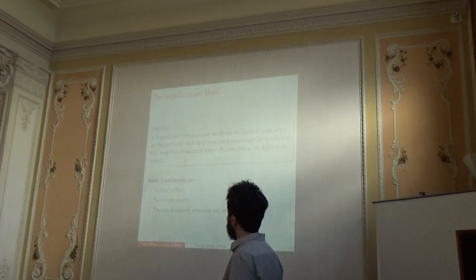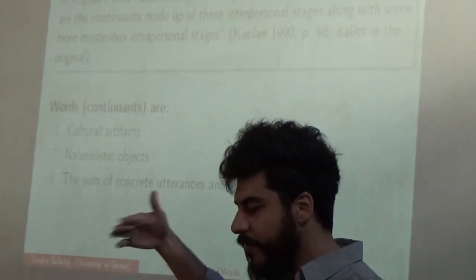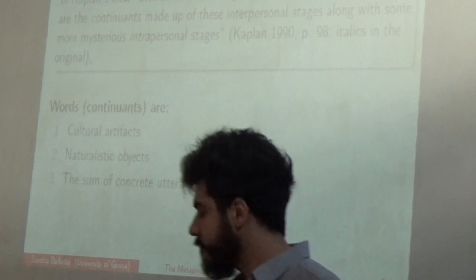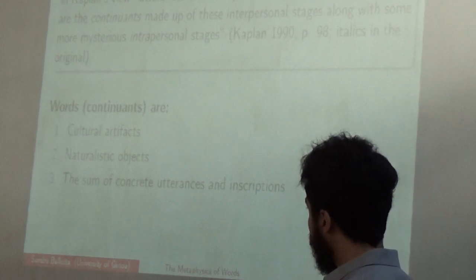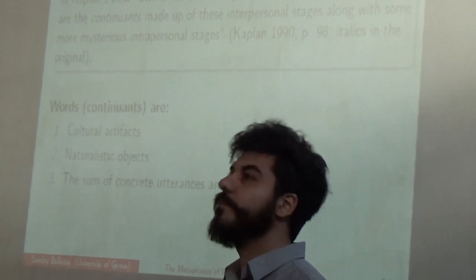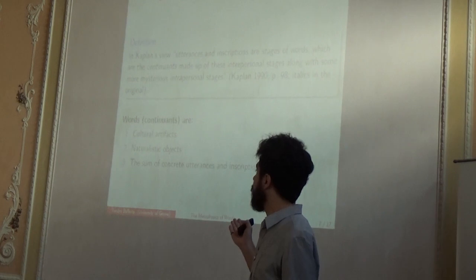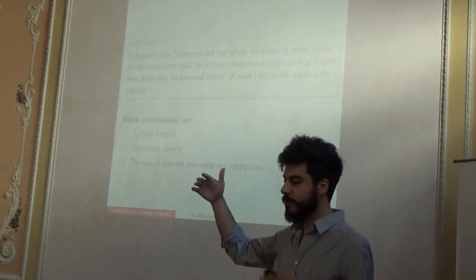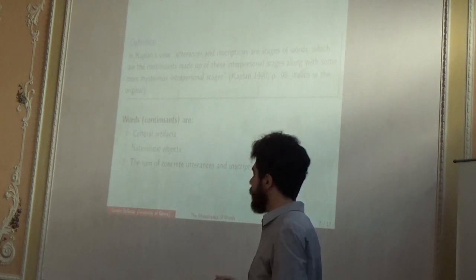So words are cultural artifacts, naturalistic objects, and the sum, not the class, of concrete utterances and inscriptions. We have other kinds of stages, like mental stages. But anyway, most importantly, we deal with utterances and inscriptions. Cultural artifacts, because according to Kaplan, they are created by humans. They are naturalistic objects because they live somehow in the concrete world instead of being abstract entities in some Platonic heaven, and the sum of concrete utterances and inscriptions.